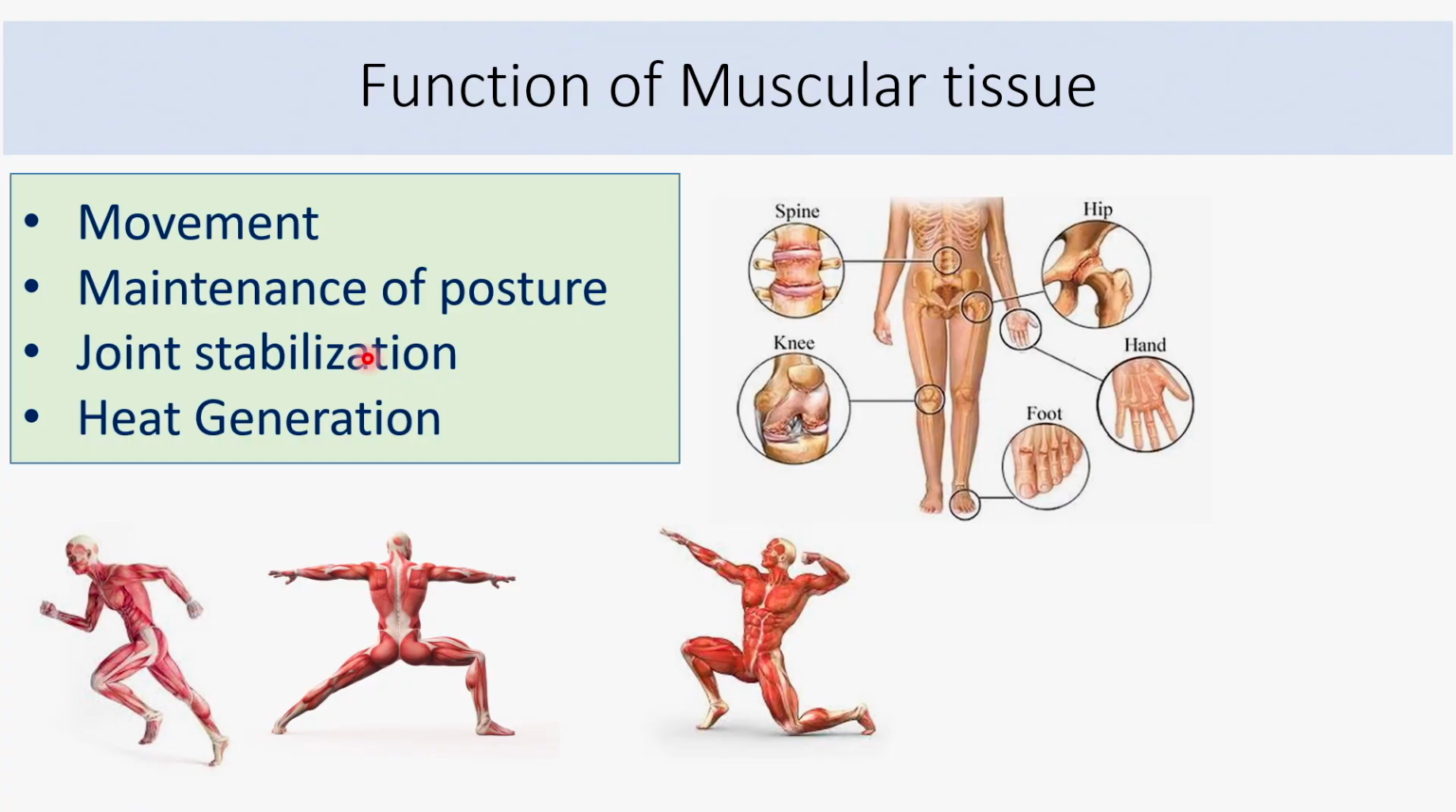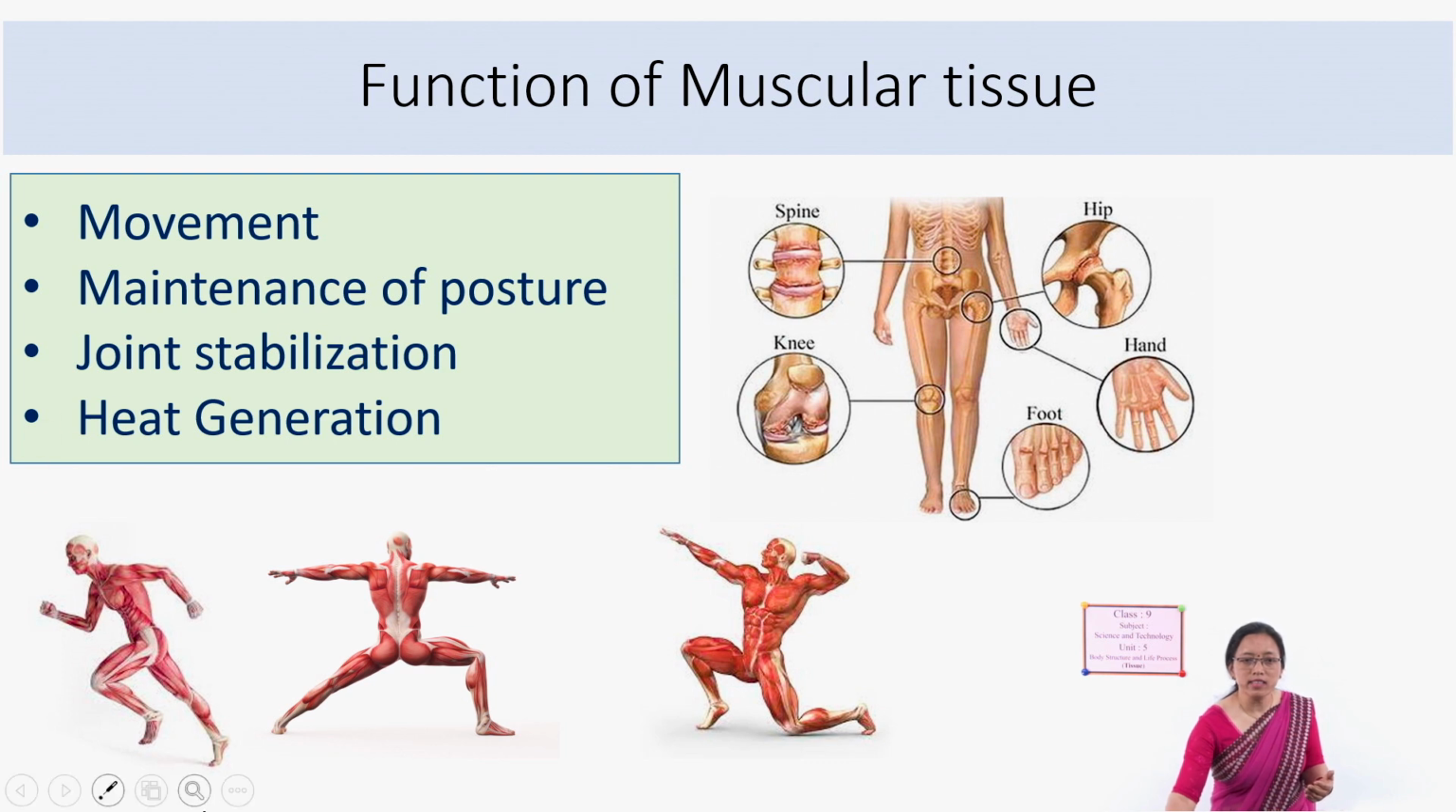Next one is maintenance of the posture. I am standing now. While standing, my posture is balanced and straight. If I sit, my posture will be different. When I sleep, my posture will be different. And similarly, if I run, my posture will be different. Just like here, see, because of the contraction and relaxation of these muscles, he is able to run and he is stretching his body. Here also, it is maintaining the posture because of these muscles.